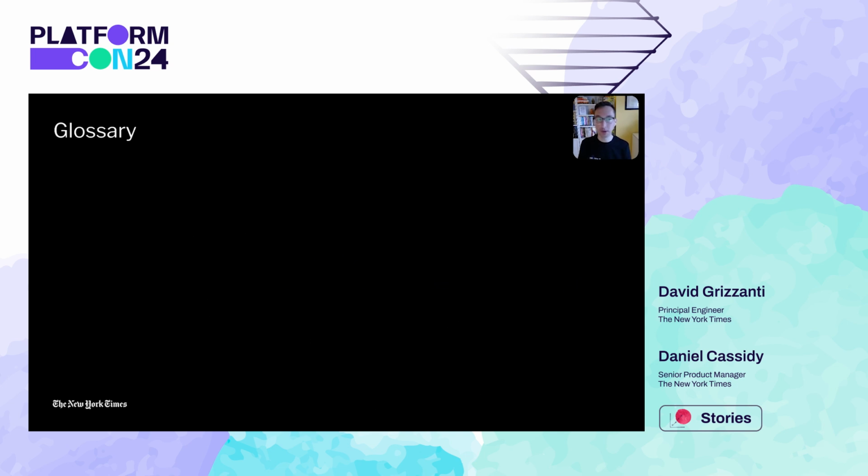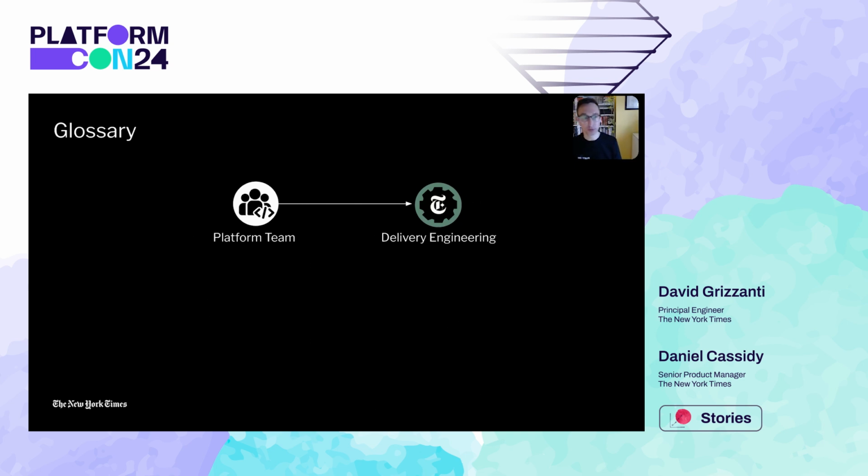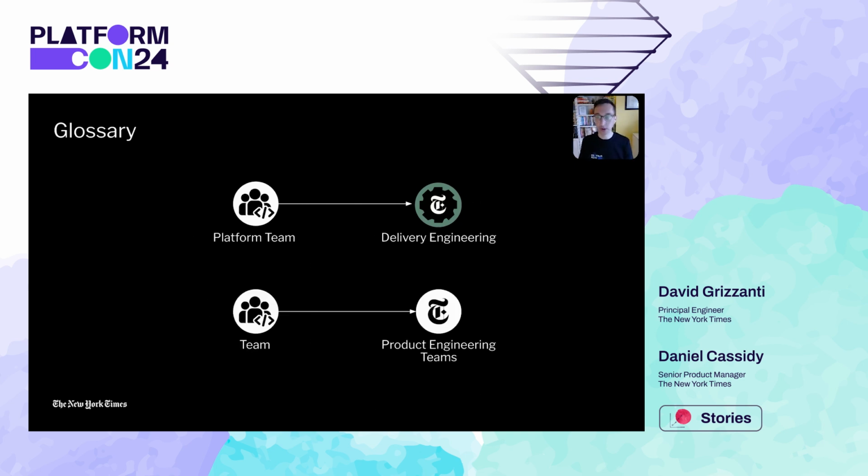But to get on the same page about our developer platform, I want to make a couple of distinctions before we go forward. So first, when I say platform team, what I'm referring to is the delivery engineering team, and that's really the organization that Danny and I work in. And we're responsible for building and operating platform tools and providing infrastructure support. And when I talk about teams, I really mean product engineering teams. These are engineering teams across the company who are building applications and products, which I mentioned in the previous slide.